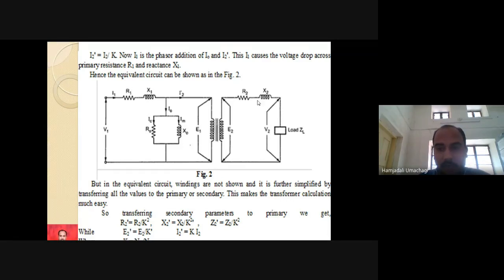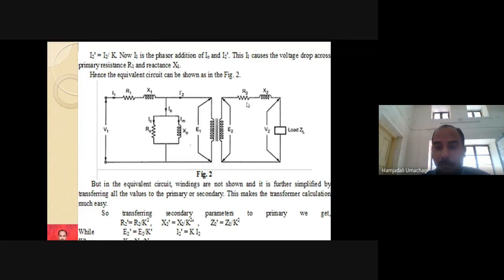What we are trying to do is shift the secondary side parameters to the primary, or all primary side parameters to the secondary. Are you getting my point? Secondary side parameters means what? R2, X2, E2 and V2, ZL. If I transfer all these secondary side parameters to the primary side, then R2 will become R2 dash, X2 will become X2 dash, E2 will become E2 dash, V2 will become V2 dash, ZL will become ZL dash. Means I need to transfer all secondary parameters from secondary to primary.